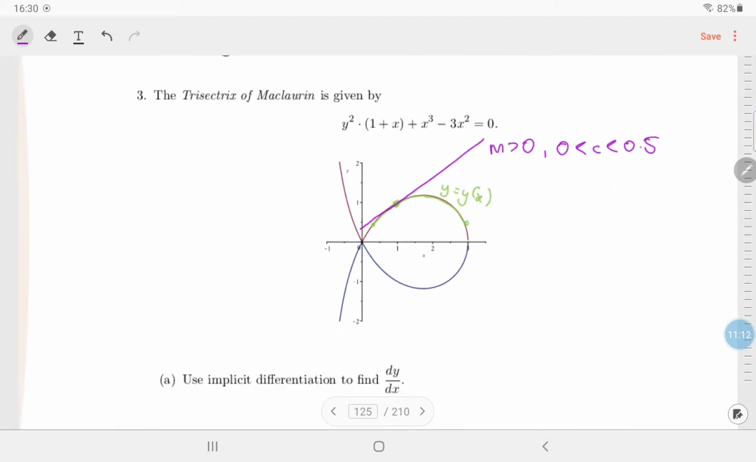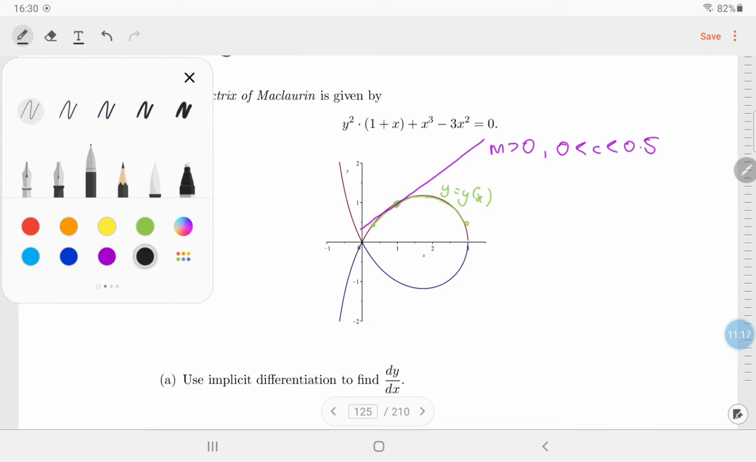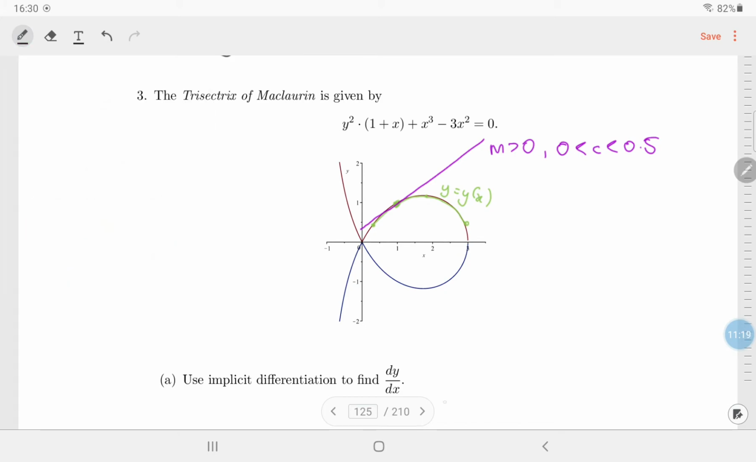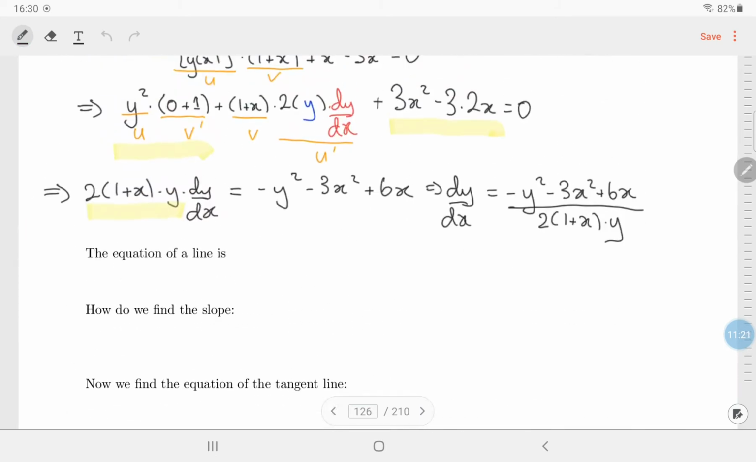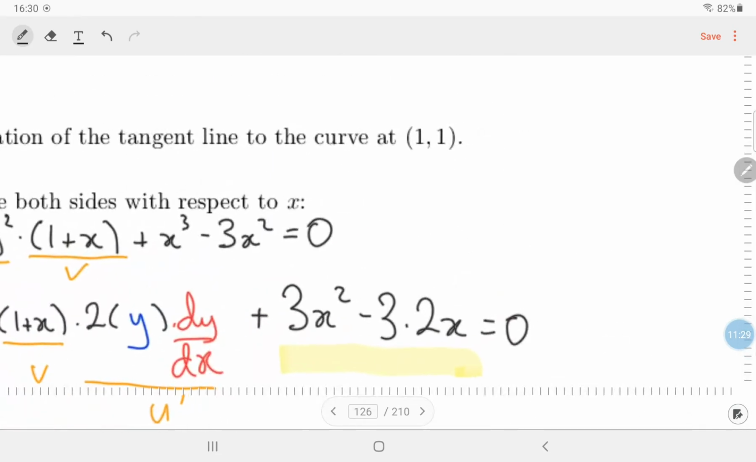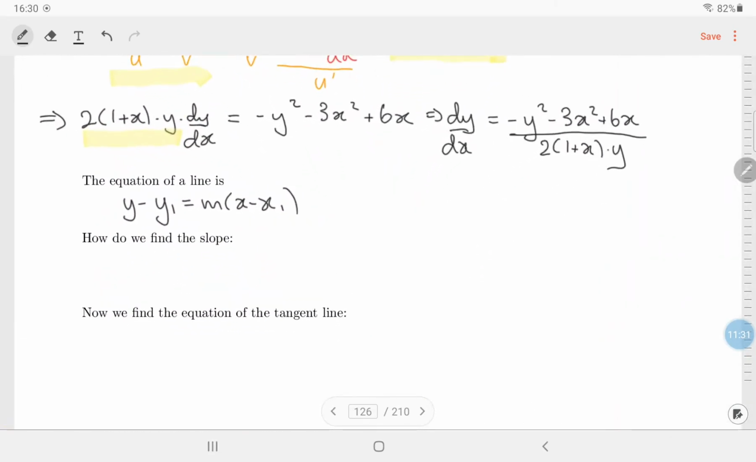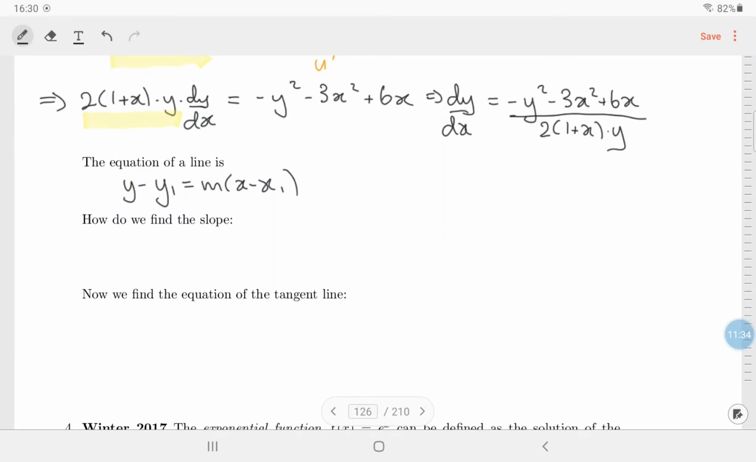Between 0 and 0.5. Okay, so that's what we expect to see. If we don't get that, we probably made a mistake and we'll have to go back and check what we did. So the equation of a line is y minus y1 is equal to m times x minus x1. The question tells us the point 1, 1. So we know that x1 is 1, y1 is 1.